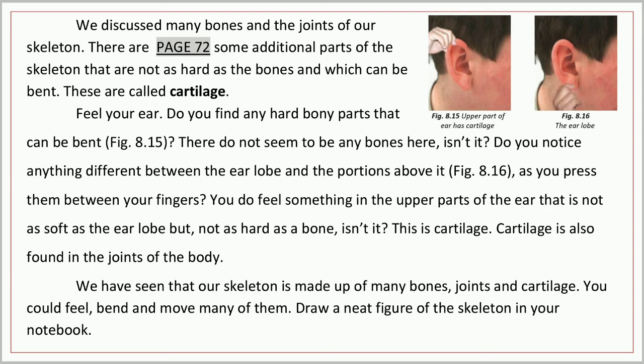We have seen that our skeleton is made up of many bones, joints, and cartilage. You could feel, bend, and move many of them. Draw a neat figure of the skeleton in your notebook.